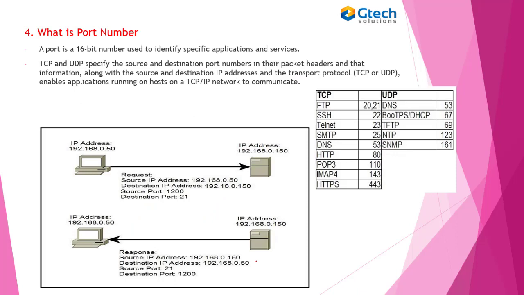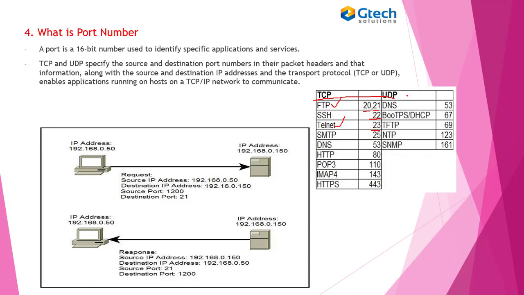What is a port number? A port number is very important in networking because every device, every application in the internet must have a specific or unique port number. For example, under TCP we have protocols such as FTP, which uses port number 20 or 21. We have SSH, which uses port number 22. We have Telnet, which uses port number 23, and so on and so forth.